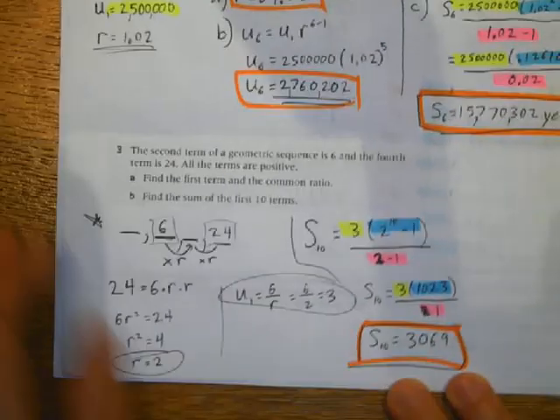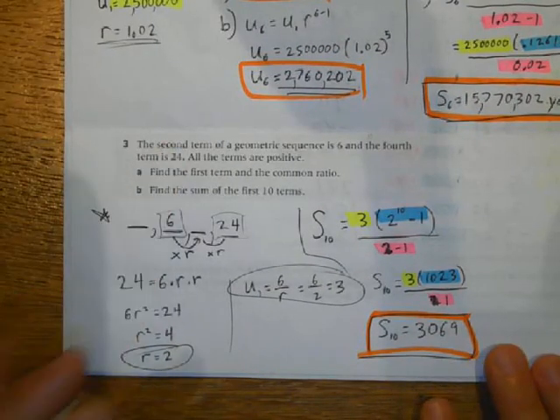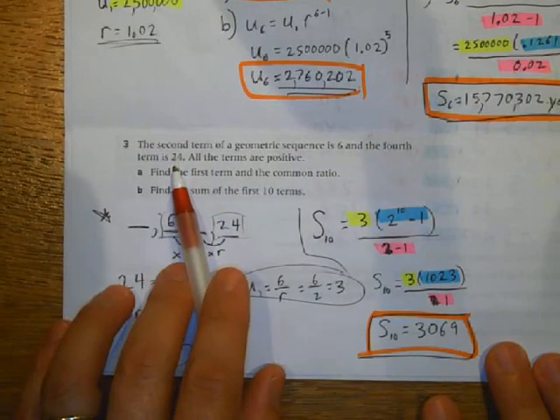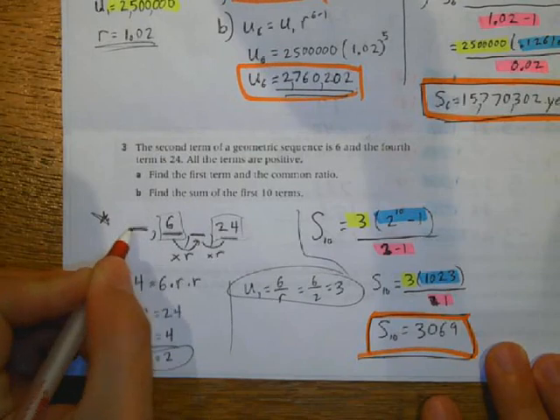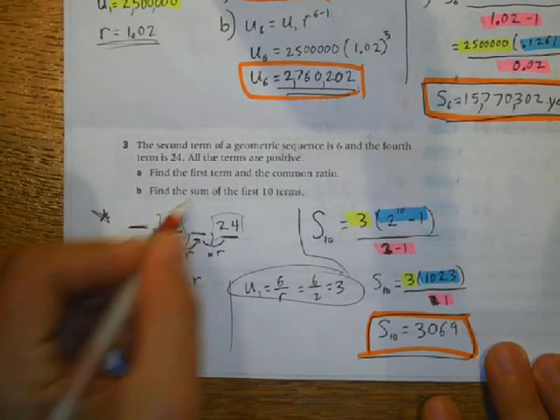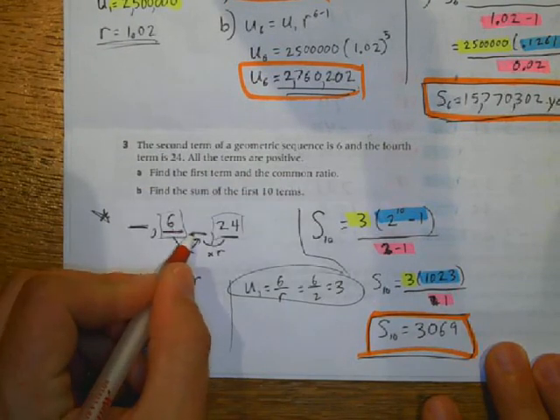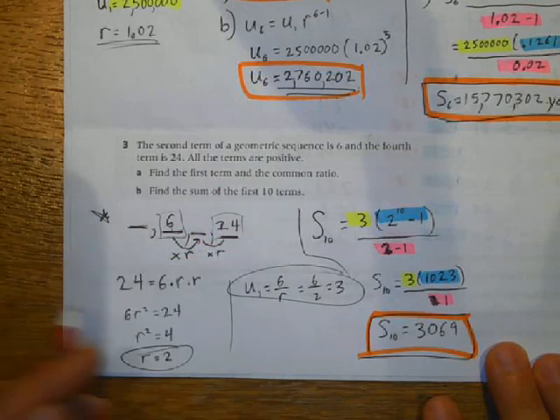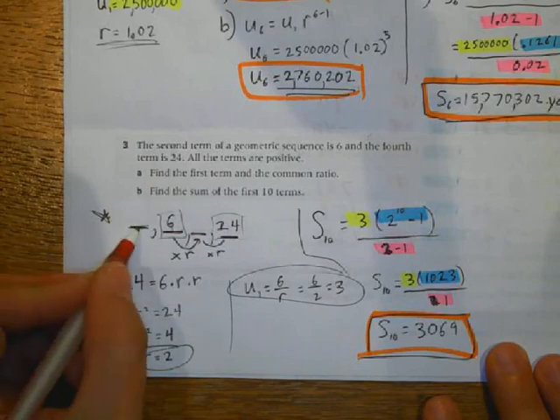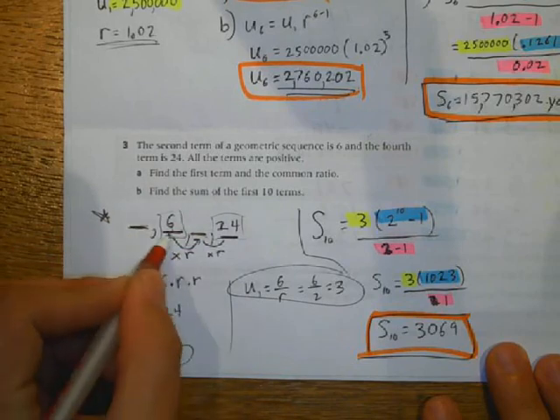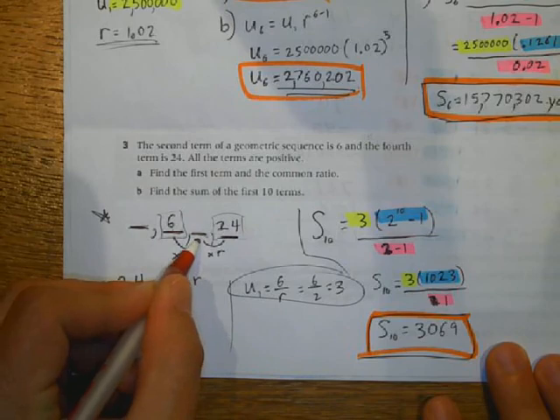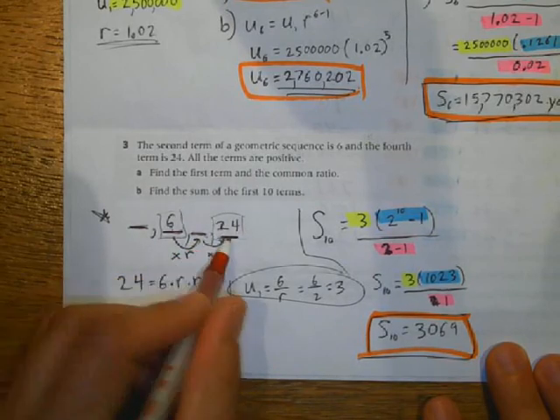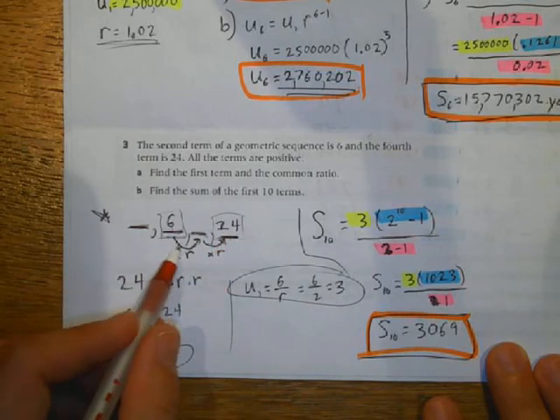Okay, let's talk about this one here. It says the second term of the geometric sequence is 6 and the fourth term is 24. One way to think about it is, I'm going to put lines here. So the second term is 6, the fourth term is 24. So we need to figure out R. I don't know what the first term is. I don't know what the third term is, but I know for the second term, to go this way, it's times R, and to go this way again, it's times R. So to get 24, it's 6 times R times R.